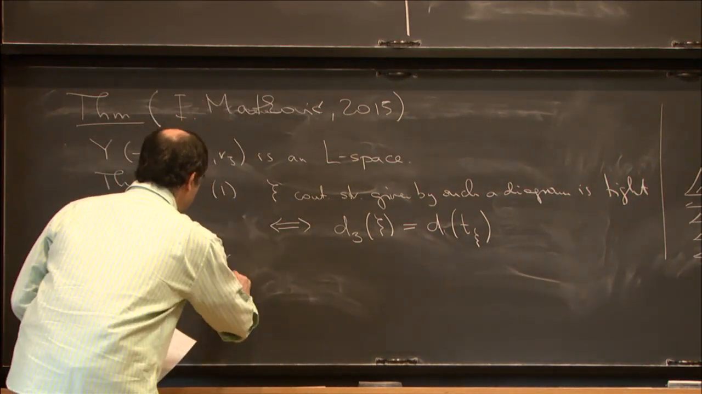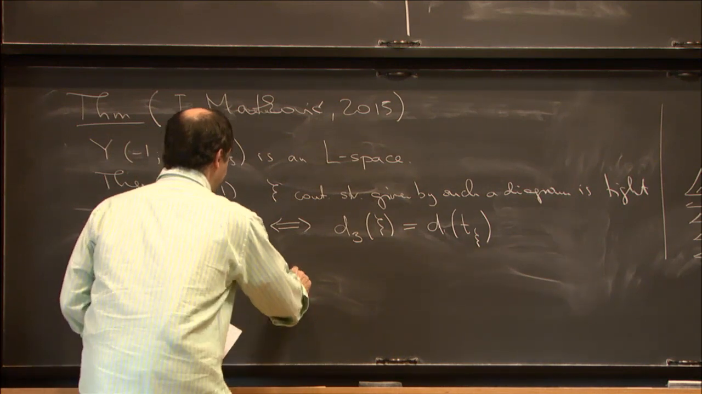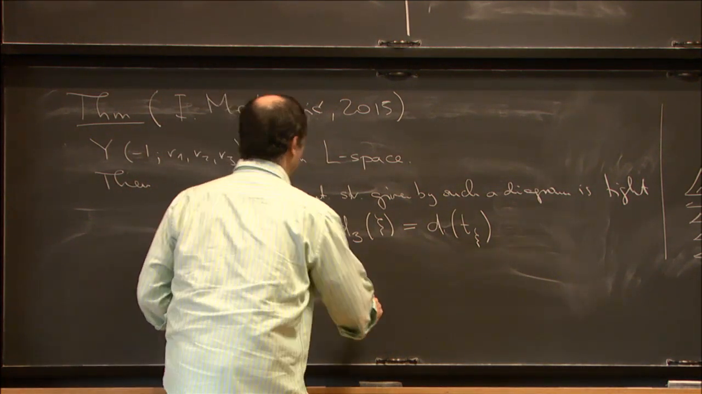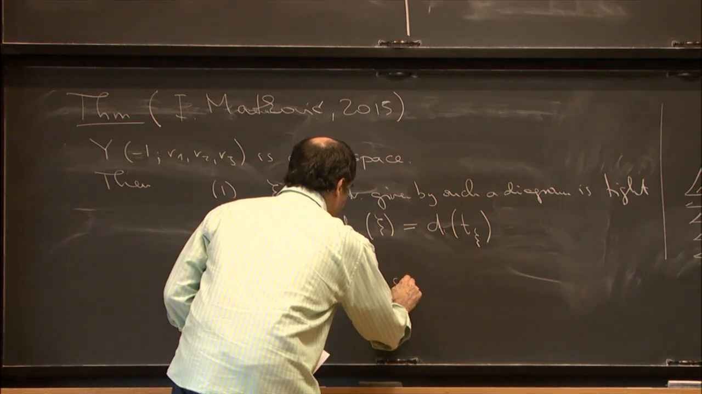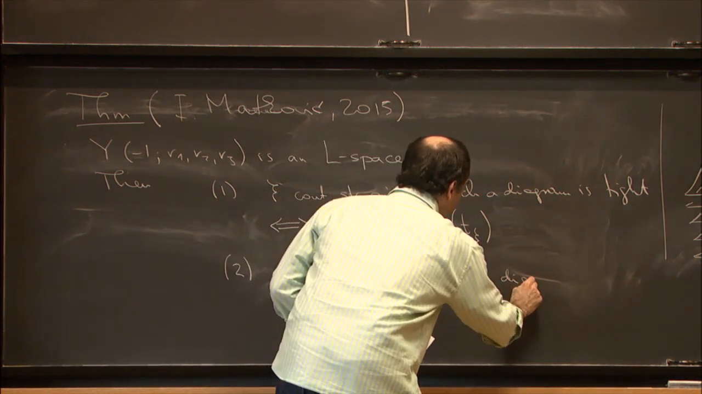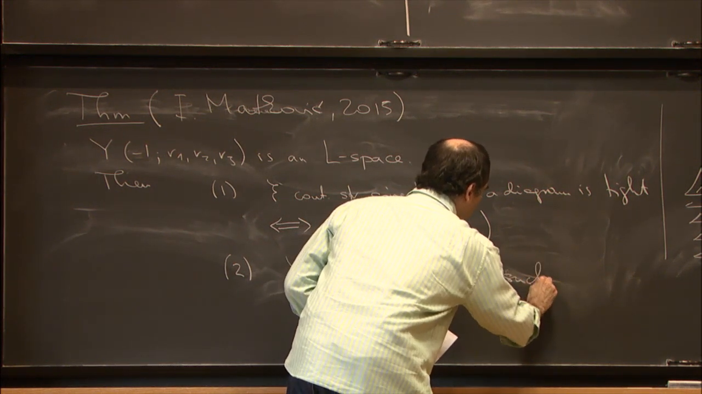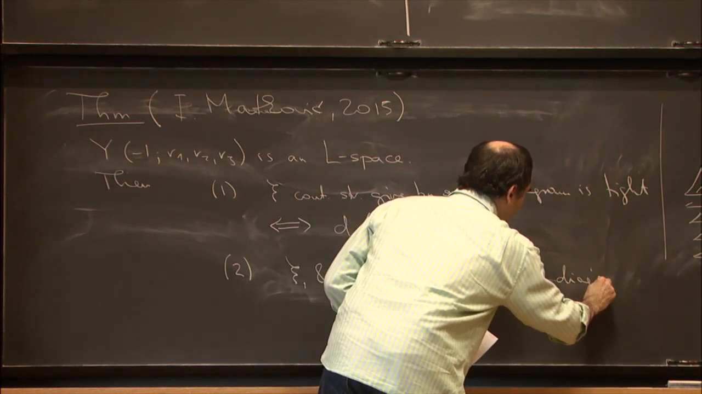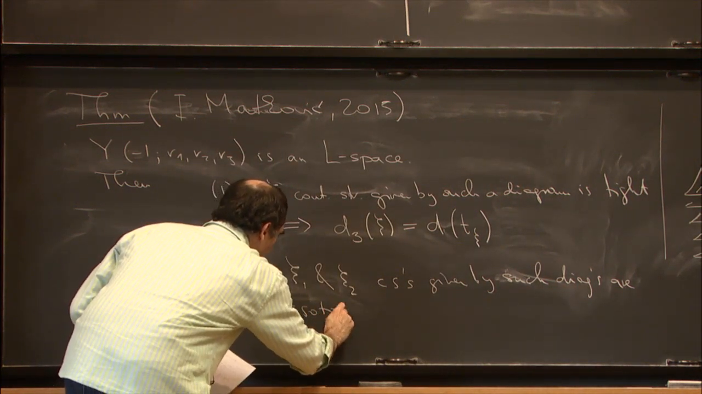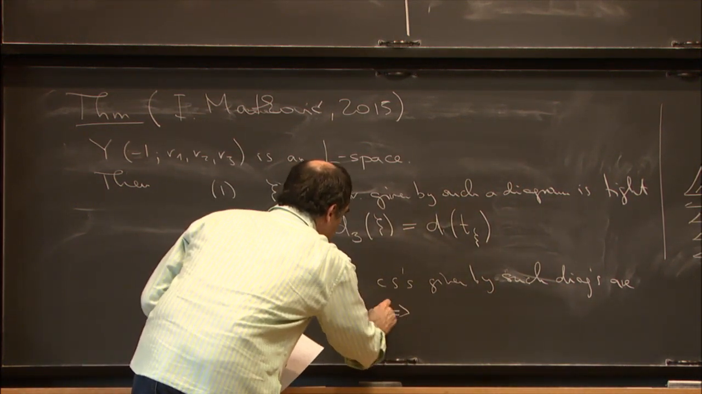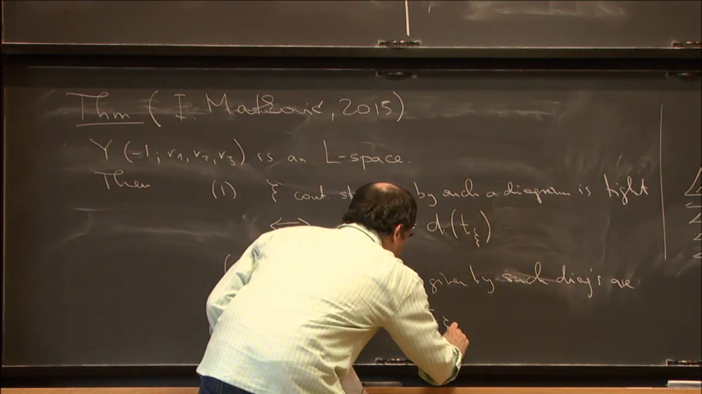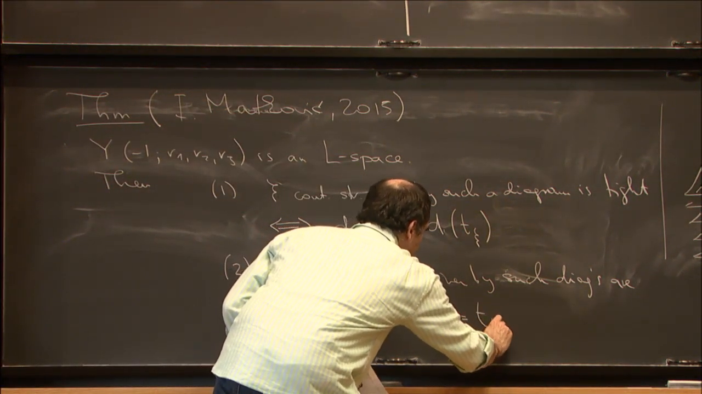And the second is that Xi1 and Xi2, contact structures given by such diagrams, are isotopic if and only if the spin C structures induced by them coincide.